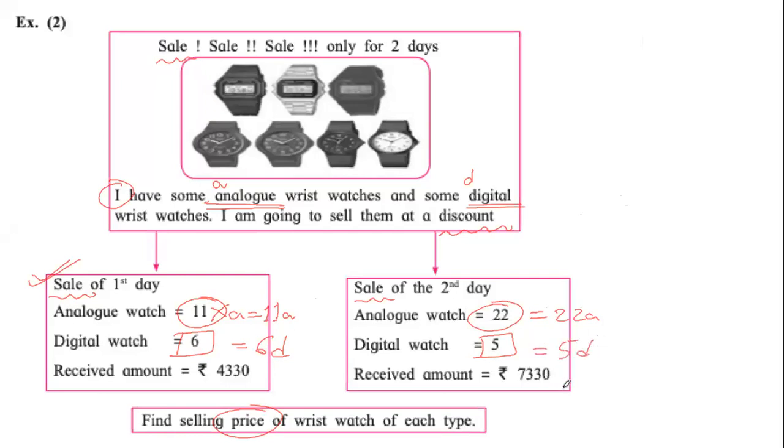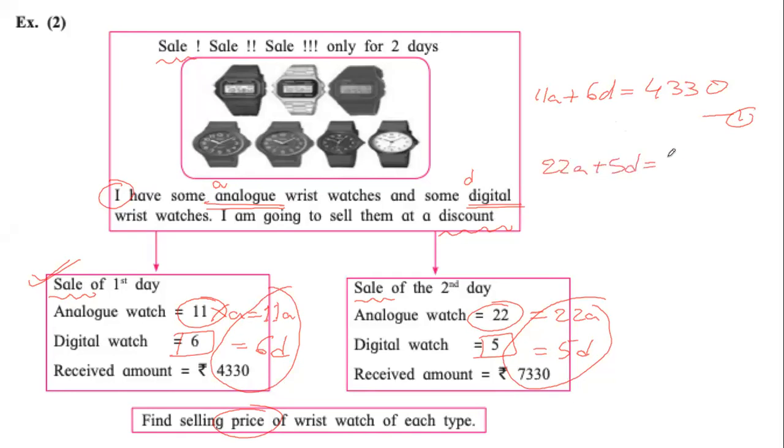Now you have understood. Now, how do we form the equation? Equations are right in front of us, and some of you have already given me the equations. The equations are 11a plus 6b equals 4330. The second equation, which is for day 2, will be 22a plus 5d equals 7330.